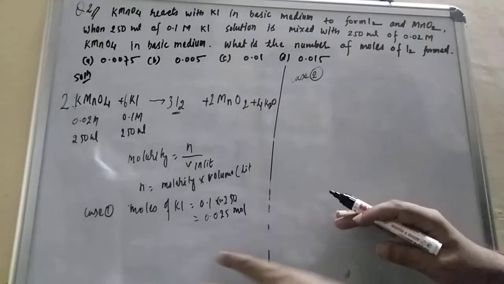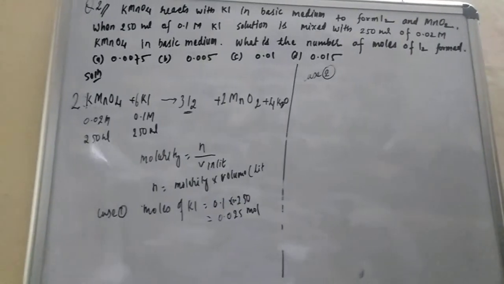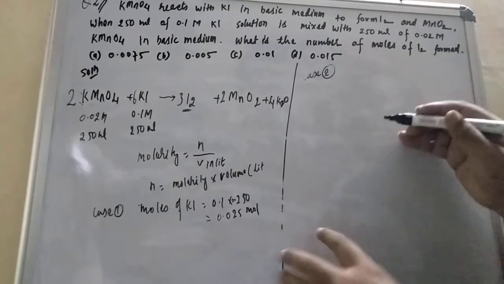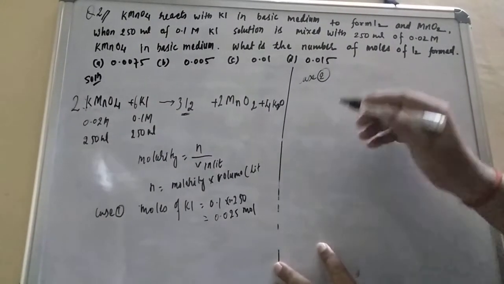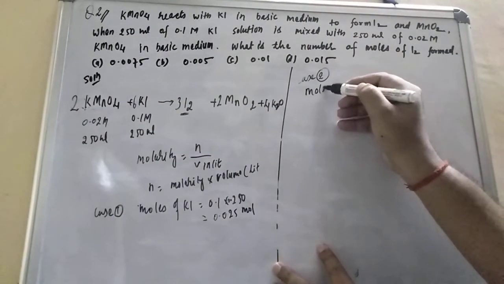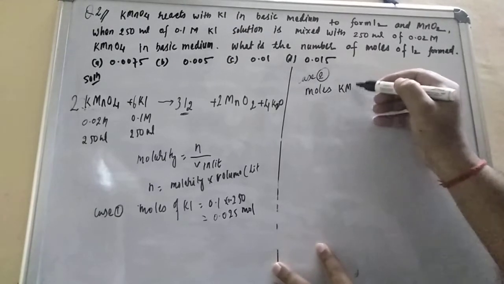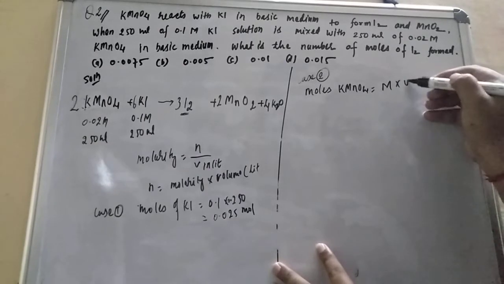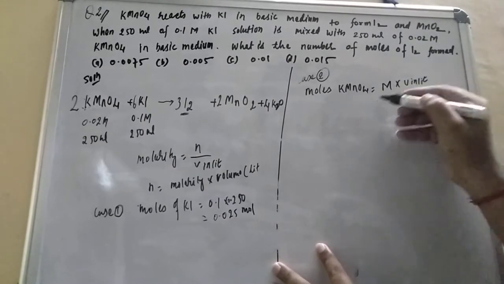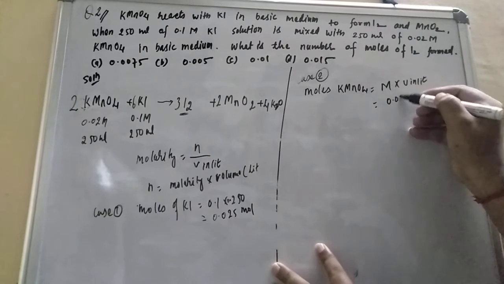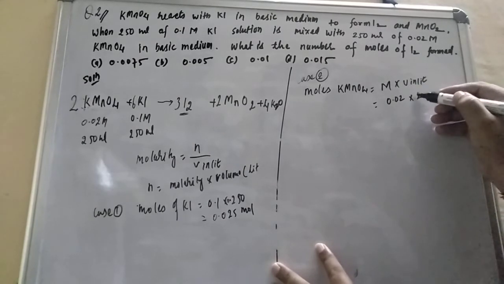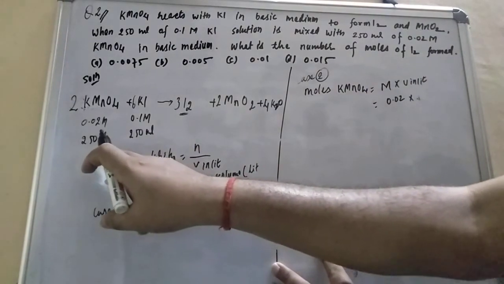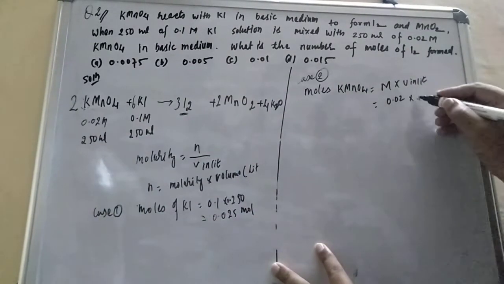Okay, now student, case 2. When you are talking about case 2, what we have to calculate is moles of KMnO4. The same formula we will apply, and we will calculate moles of KMnO4. This is very simple, student, till now. Moles of KMnO4 is molarity into volume in liter. Molarity how much is given, student? 0.02. Volume how many? It is given in ml, so we are converting to liter, so divided by 1000. So how much will come, student?